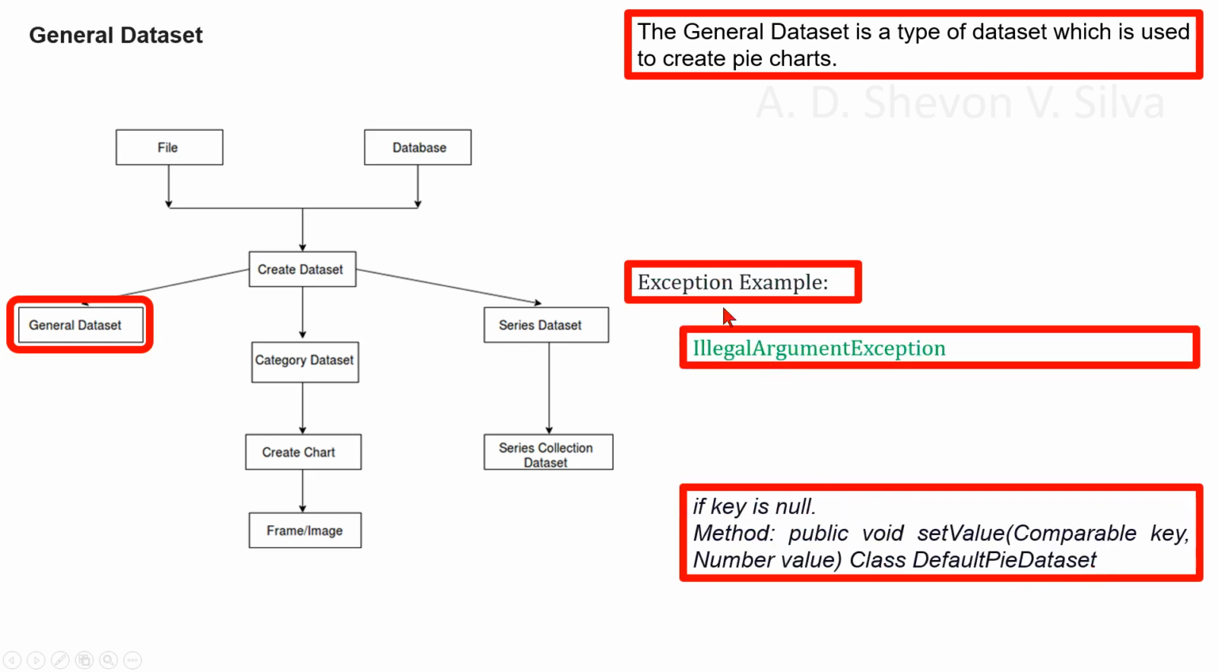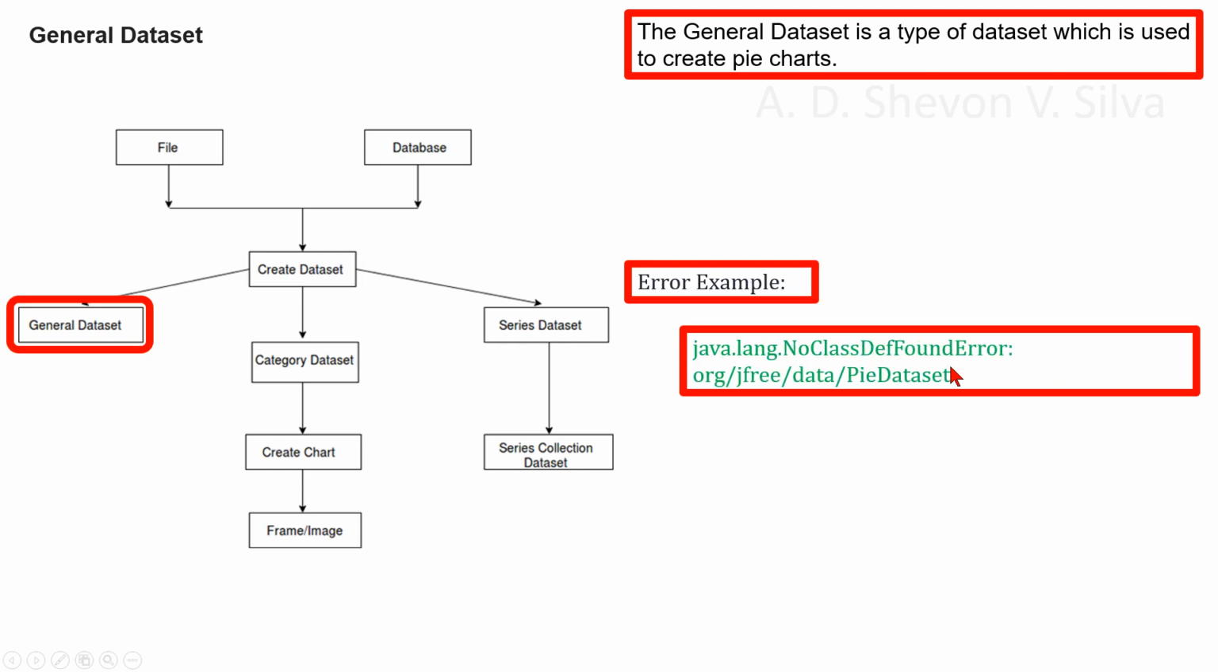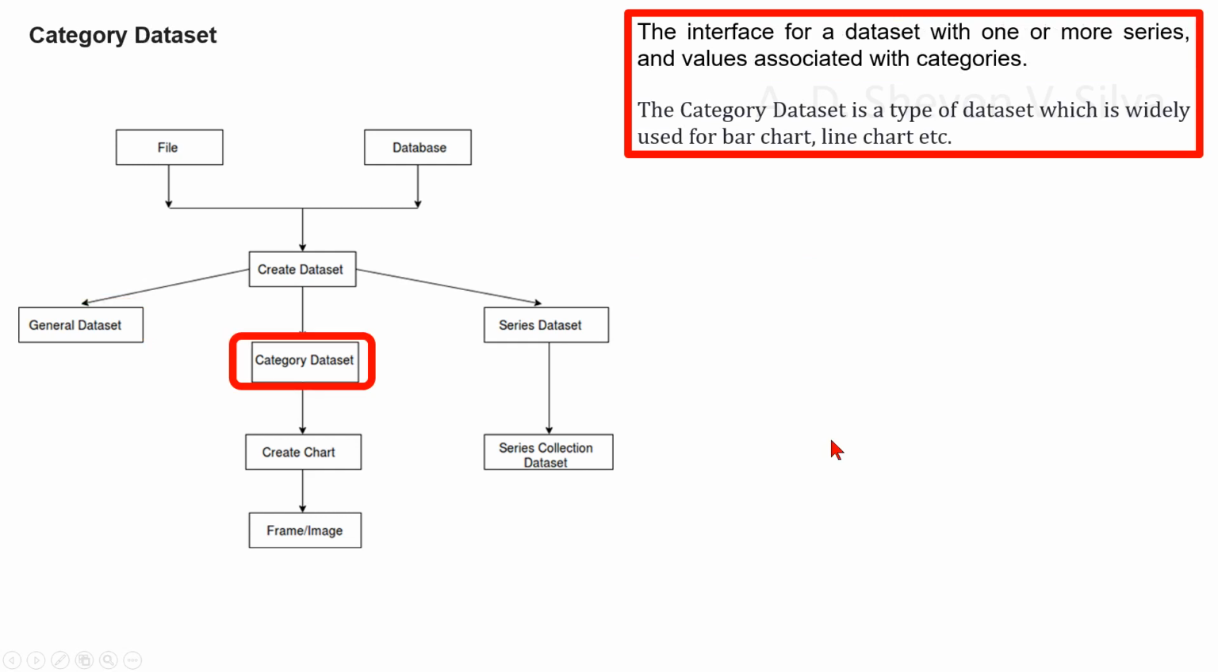As an exception example, we can consider IllegalArgumentException, thrown if the key is null in method public void setValue(Comparable key, Number value) in class DefaultPieDataset. As an error example, we can consider this error: java.lang.NoClassDefFoundError in org/jfree/data/PieDataset.